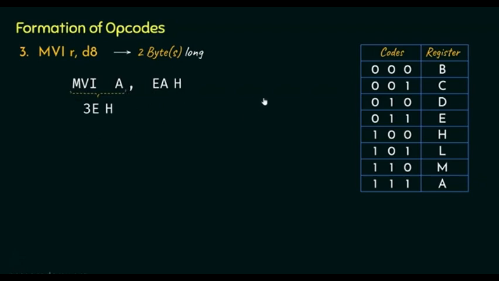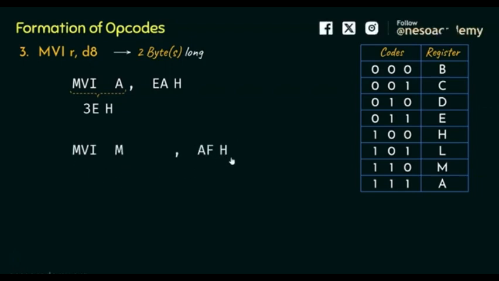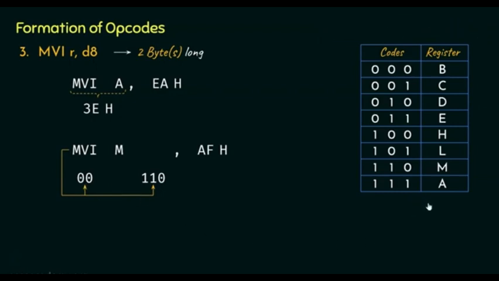Shall we do another one? Let's try to figure out the opcode for MVI M, AFH. Now for MVI, as I told you earlier, we have got the prefix and suffix code. So we will have 00 and 110. Now the 3 bits in the middle will have to be taken from the register code chart. Now for M, the code is 110, so let's have that.